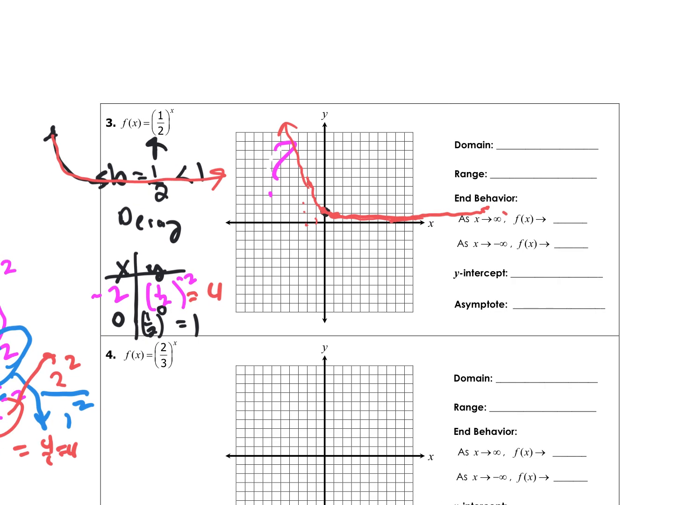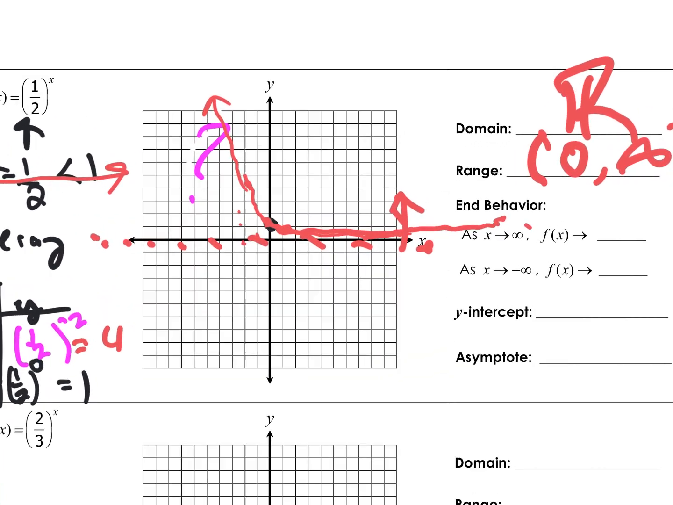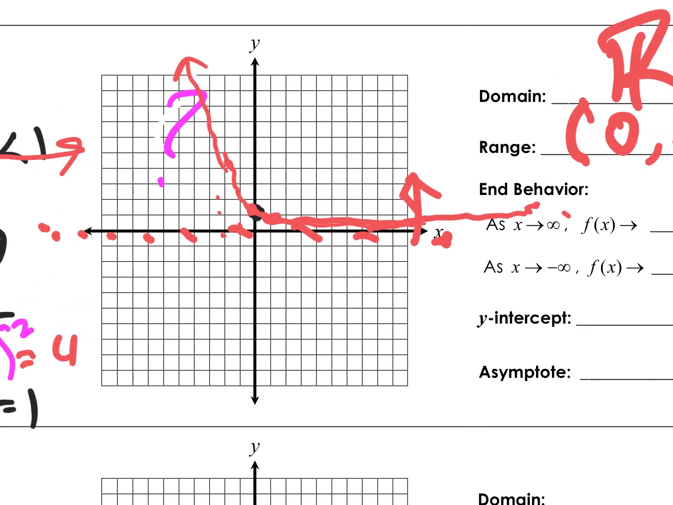And a lot of these answers are the same. The domain is still all reals. The range, though, the lowest it goes is starting at this asymptote, and then it goes up forever. So we say asymptote is 0, up forever. The end behavior: as x gets bigger, that means as x goes to the right, x is going that way. The y values, obviously the y values aren't moving up or down.